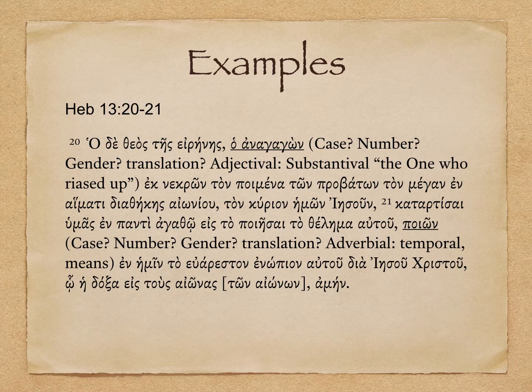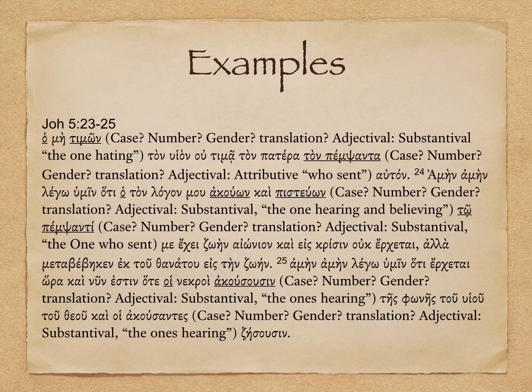Poion, here's the next participle. Here again, we have a nominative, but in this case, there's no article, and it's adverbial, describing perhaps the means, by working in us that which is pleasing before him through Jesus Christ. So poion here is adverbial. One other example, and this is from the workbook, number 20 on page 116, from John 5.